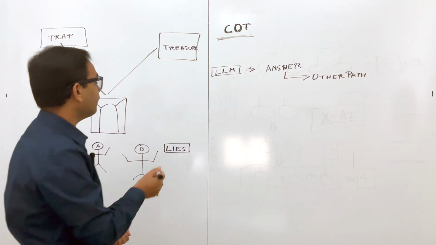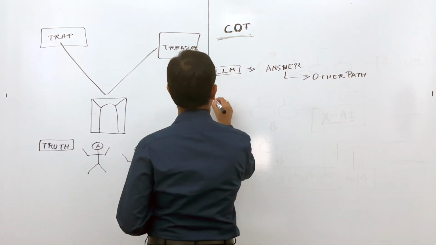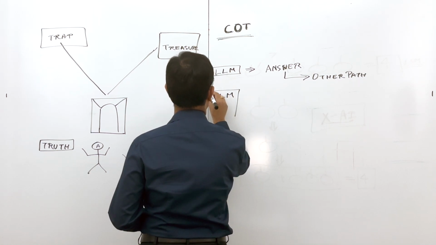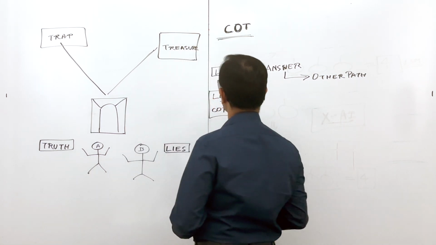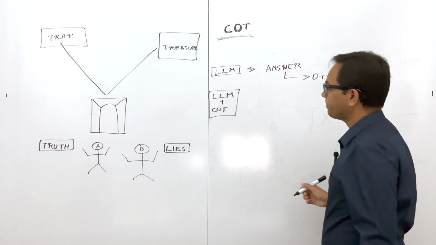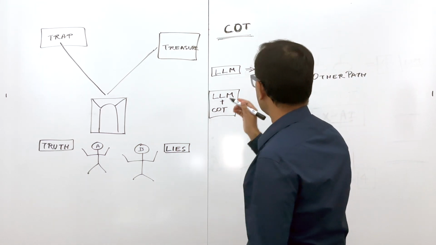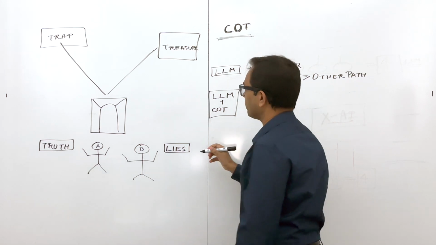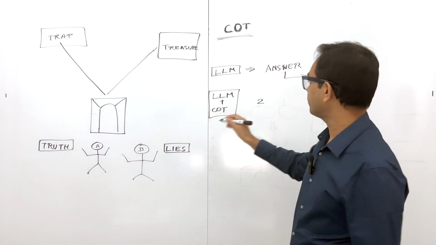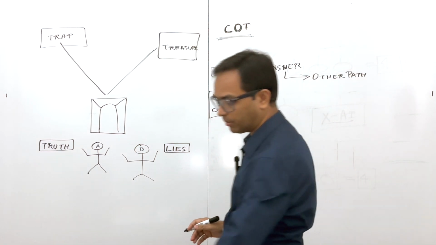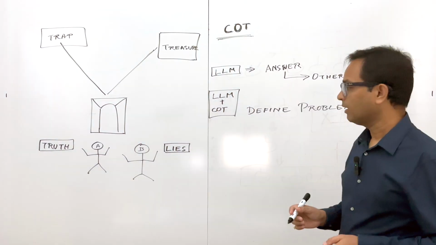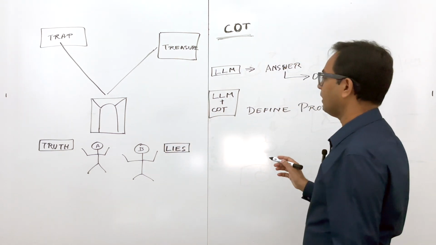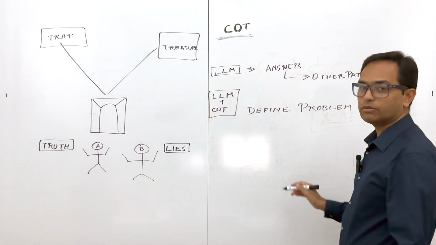Now, if I ask that same question to the LLM with CoT, it will go step by step. Let's see what this LLM plus CoT will do. It will say, okay, there are two guards. What is the problem? The problem is I have to find the treasure. It will define the problem. We don't know if A is the truth teller and B is the liar, or A is the liar and B is the truth teller.